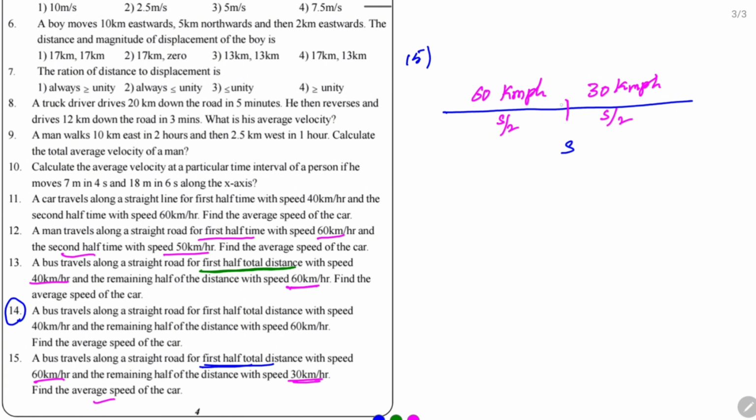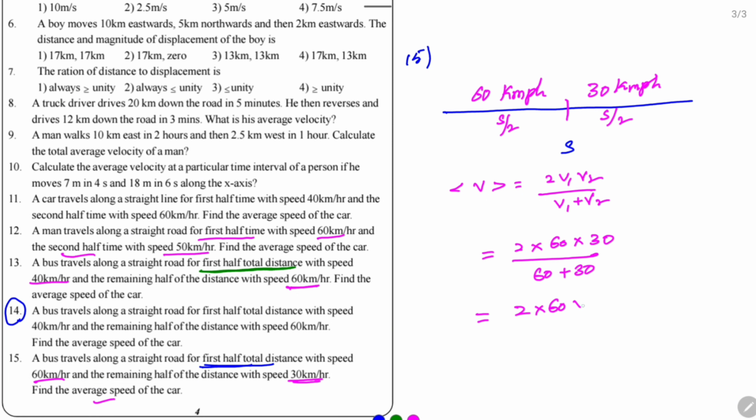Same, as the distance is same, so average speed is 2 v1 v2 by v1 plus v2. Which is equal to 2 times 60 times 30 over 60 plus 30, which is equal to 2 times 60 times 30 divided by 90. So here 30 ones and 3 threes, which is equal to 40 kmph. So this is your final answer.